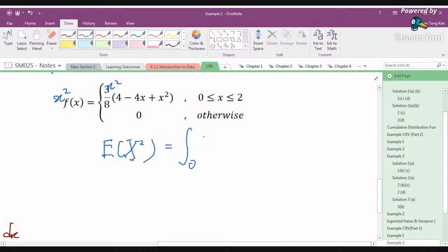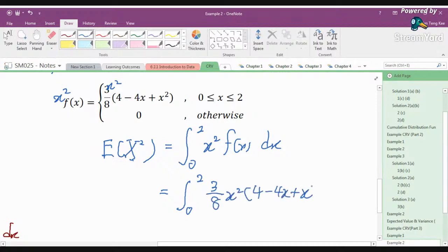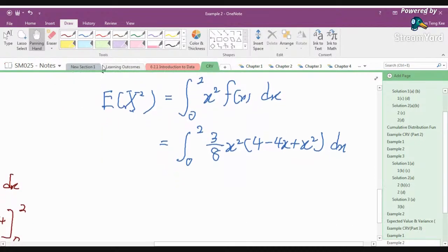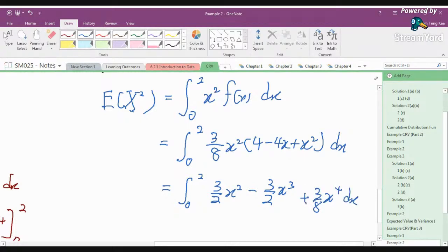So integrate from 0 to 2, x squared multiplied by f(x) dx. As a result, when I multiply, I have 3 over 8 x squared multiplied by 4 minus 4x plus x squared. And when I expand, it gives me the result 3 over 2 x squared minus 3 over 2 x cubed plus 3 over 8 x to the power of 4 dx.